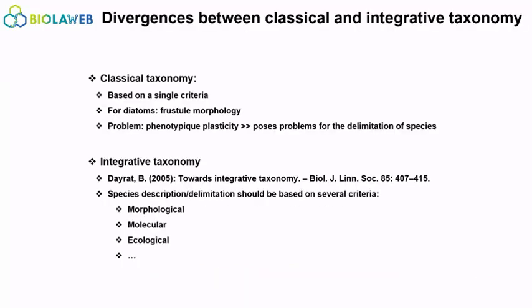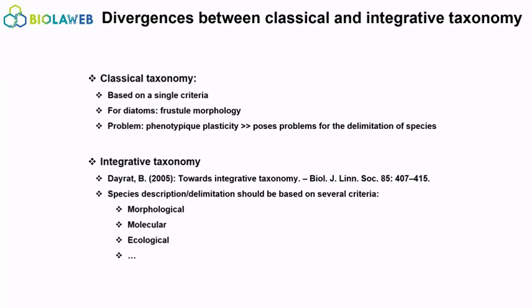When I'm talking about classical taxonomy, it's when you define species boundaries based on a single criterion. For diatoms, usually we use frustule morphology. Based on this frustule morphology, you say, okay, we have one species and here are the boundaries. The problem is that we have this phenotypic plasticity, as in the problem I mentioned in French Guiana. It's quite complicated, so you can have problems with species delimitation in classical taxonomy.